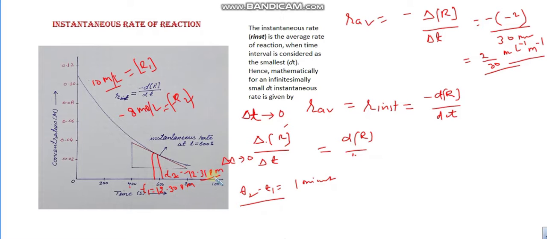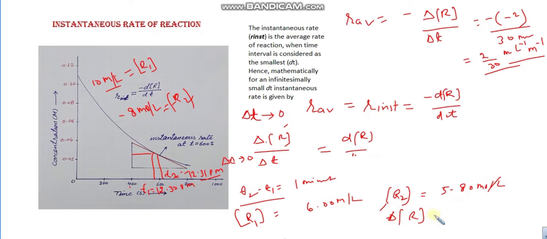12:30 and 12:31 p.m. and its corresponding concentration R1 is equal to, suppose, 6.00 mole per liter, and R2 suppose here 5.80 mole per liter. So what is delta R here? Delta R will be 0.2 mole per liter. So what will be the instantaneous rate here?